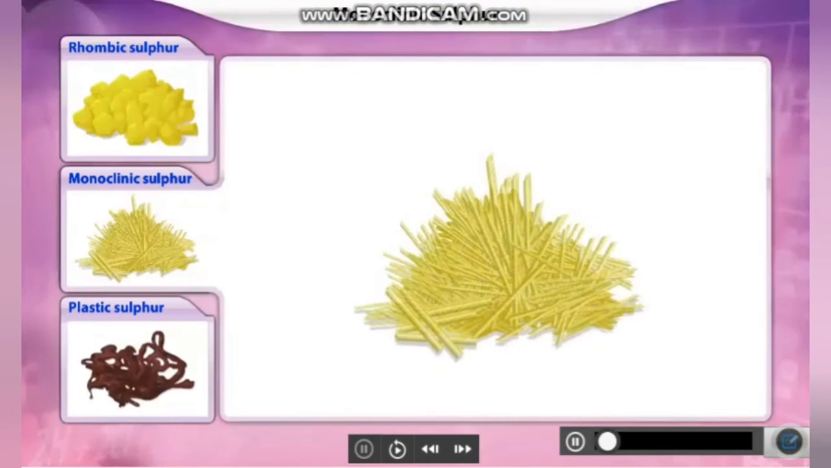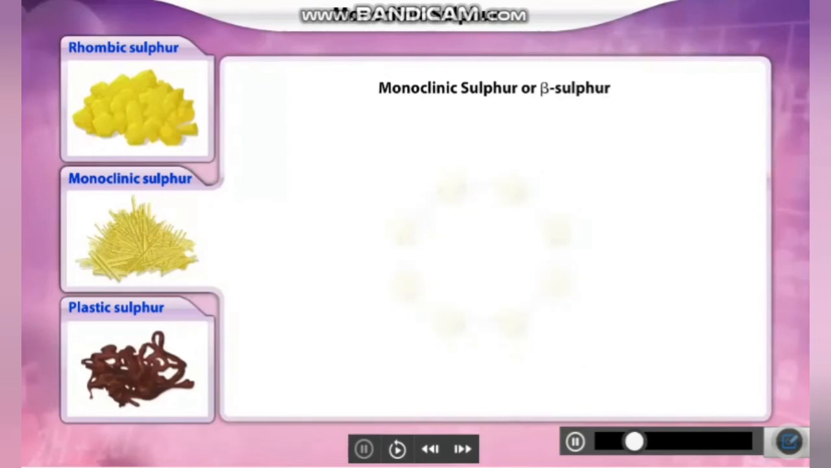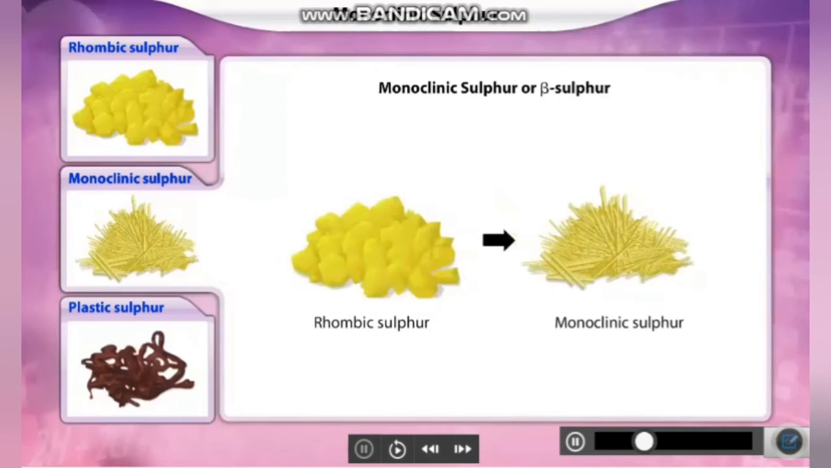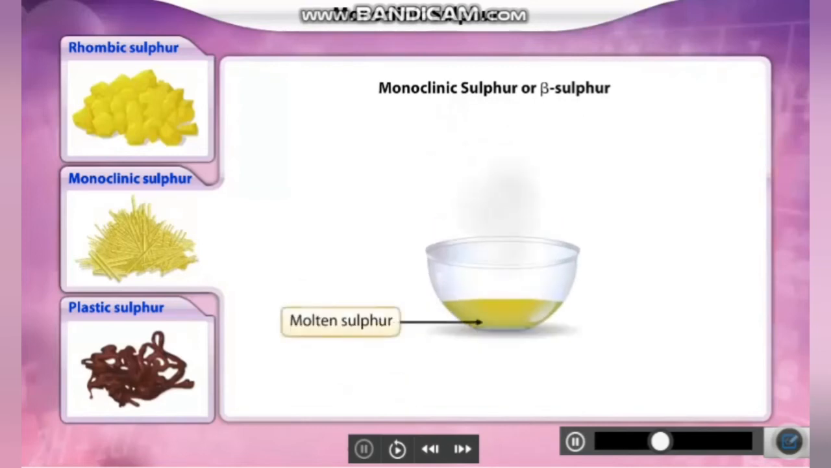Monoclinic sulfur is also called beta sulfur. In monoclinic sulfur too, the sulfur atoms are linked to form a puckered ring structure. Monoclinic sulfur can be prepared from rhombic sulfur. Rhombic sulfur is melted. The molten rhombic sulfur is allowed to cool till a part of the liquid gets solidified and forms a crust.